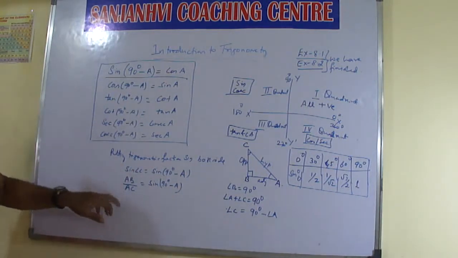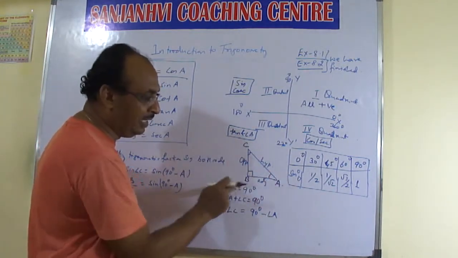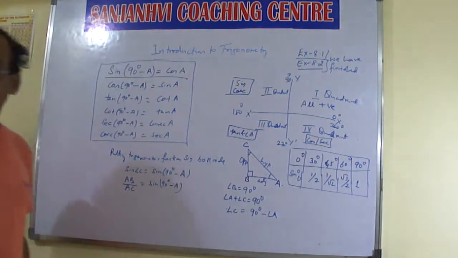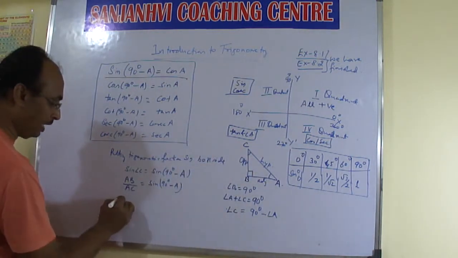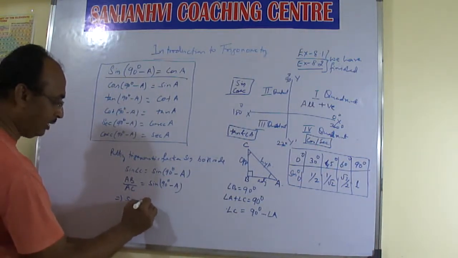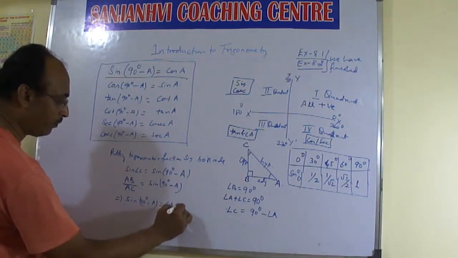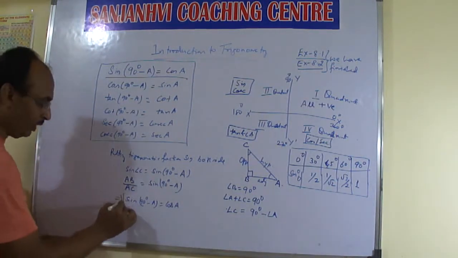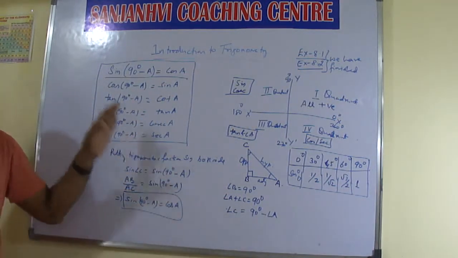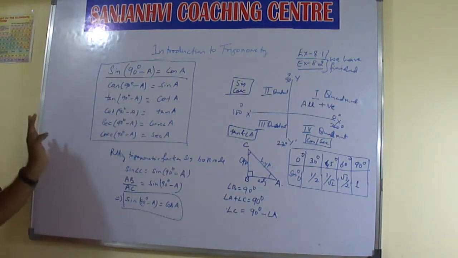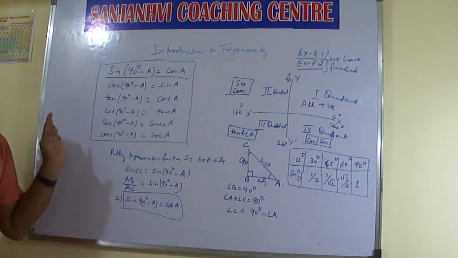Now what is this AB by AC? Suppose this angle A is there. So AB by AC is equal to what? Cos angle A, adjacent by hypotenuse. So we can write sine 90 degree minus A is equal to cos A. So in this way we can prove all of them. This is the main funda behind it, and in this way we can prove for each and everything.